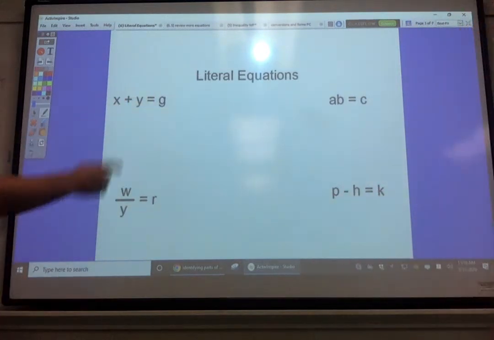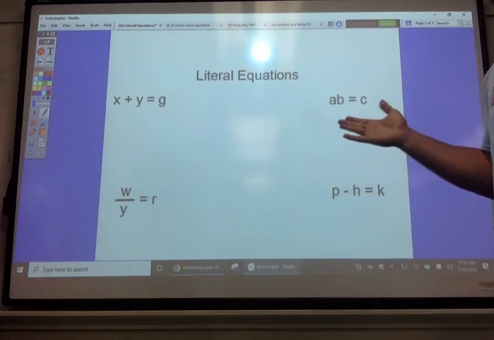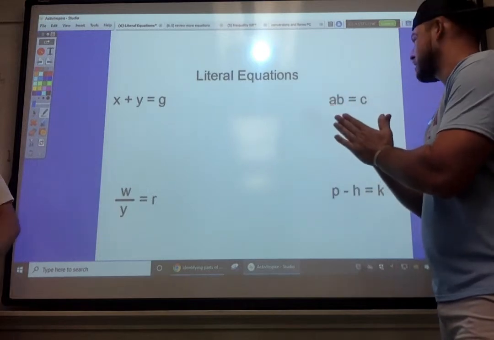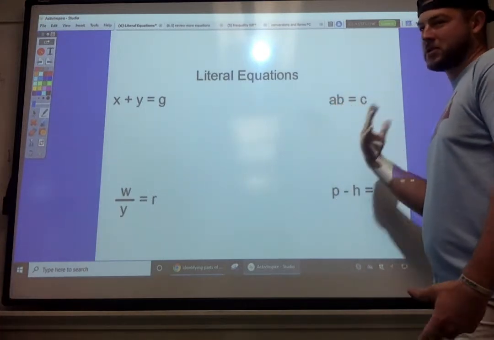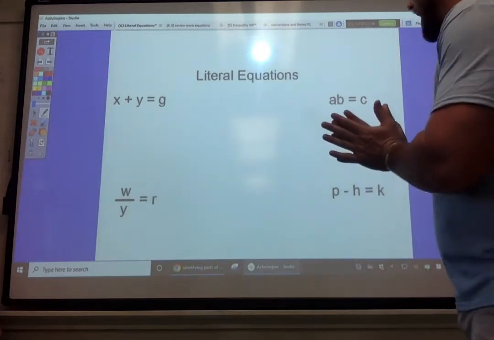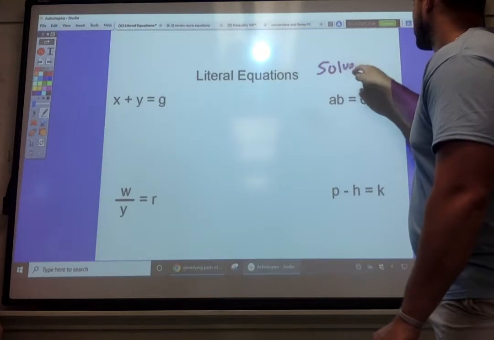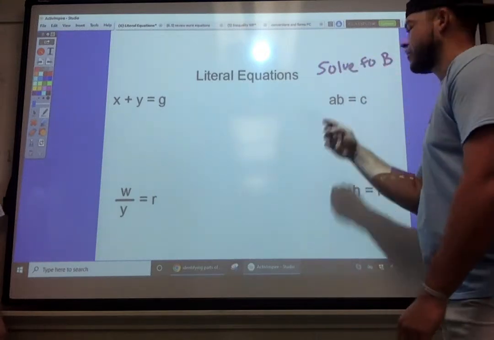See if his is any harder over there. Okay, over here we have AB equals C. Remember, whether it's two letters, or a number and a letter, and they're right beside each other, it means they're being multiplied. So A times B equals C. Let's say we were asked to solve for B. Right, we're going to solve for B.